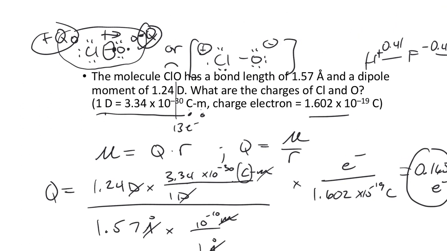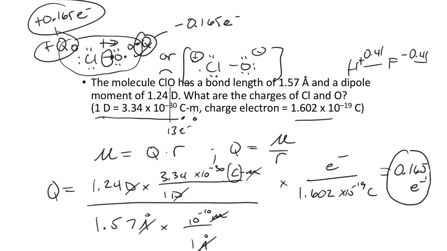And so what that would establish is that the charge on oxygen is minus 0.165 units of charge relative to the electron, and chlorine's charge is plus 0.165 units of charge, again relative to the electron. I find sometimes this is confusing to students. Just remind yourself that plus 1 and minus 1 is plus 1 electron, minus 1 electron. So we're just saying it's 0.165 electrons, so a partial negative on oxygen.